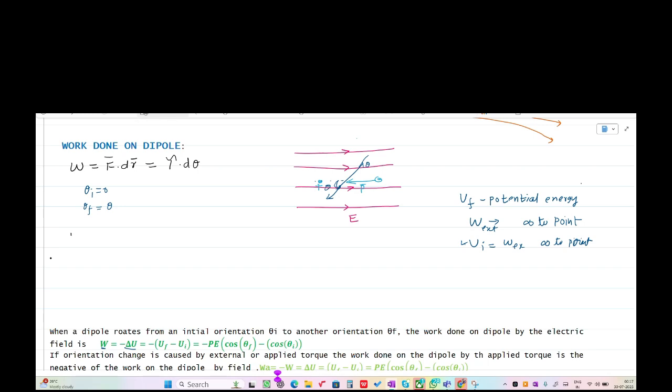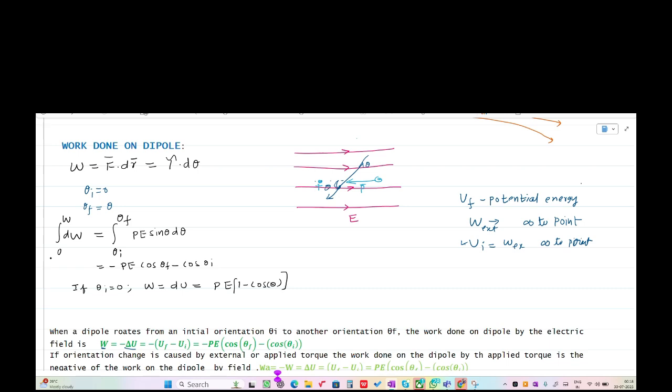So now coming to W: dW integral from 0 to W is equal to the integral from theta I to theta f of torque, which we already know is PE sin theta d theta. So that is equal to minus PE times (cos theta f minus cos theta I). If theta I is equal to 0, as shown in the figure, that means the work done, which is equal to the change in potential energy, is PE (1 minus cos theta).